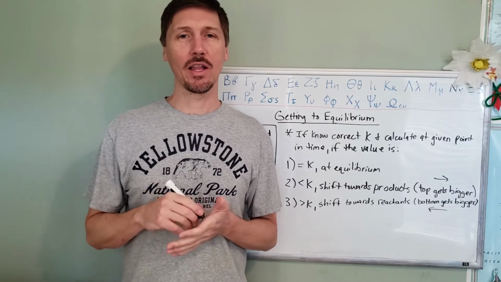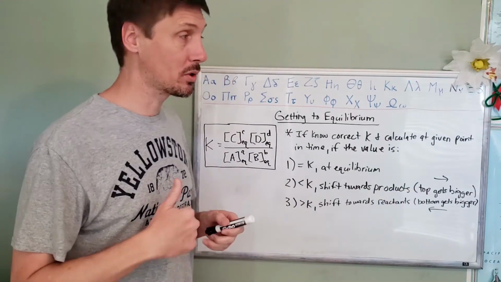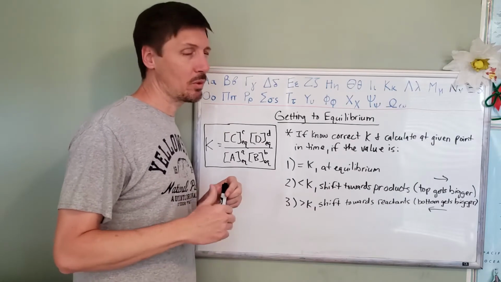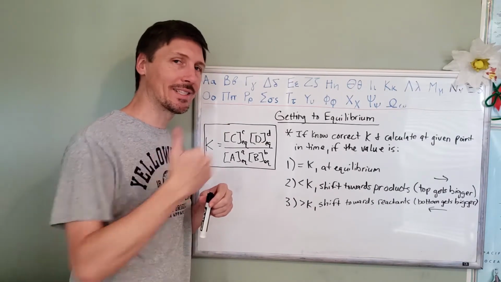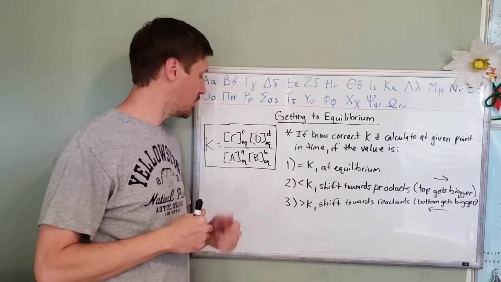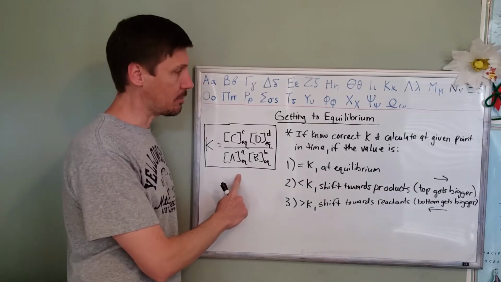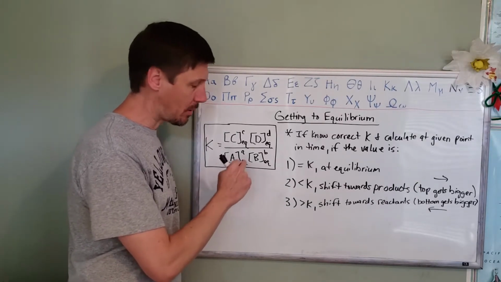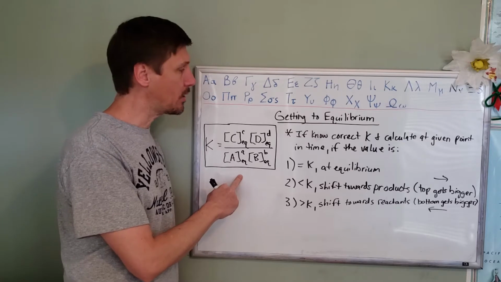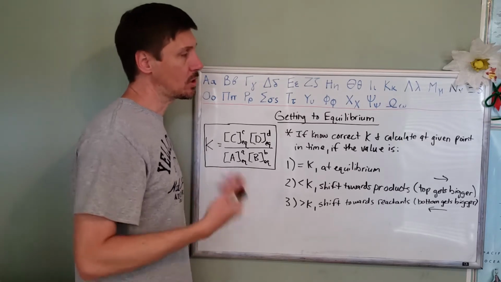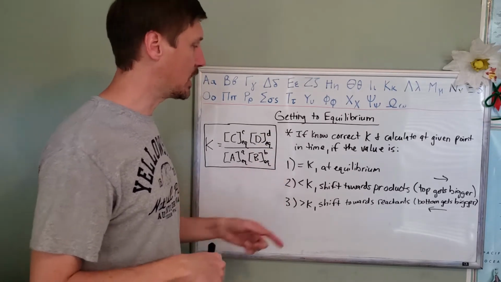Hey guys, we've got our last lecture in this particular portion of chapter 16, and we want to talk about a chemical reaction. How does it get to equilibrium? All right, so I've written down the equilibrium constant equation here as a reminder again. And so this is the point that we want to make. Make sure that you understand these rules here.